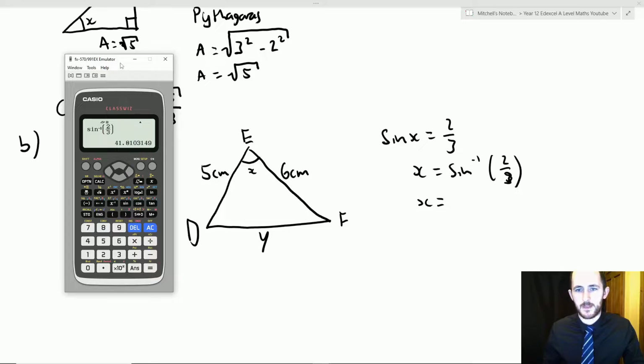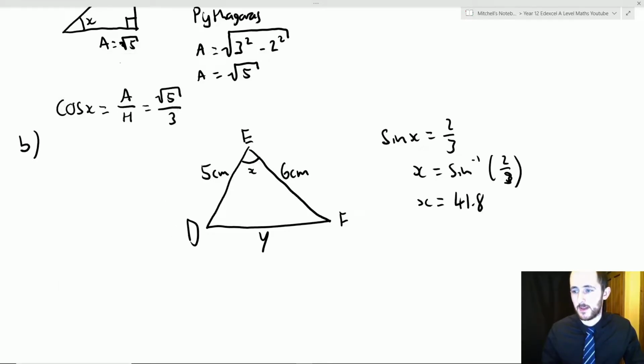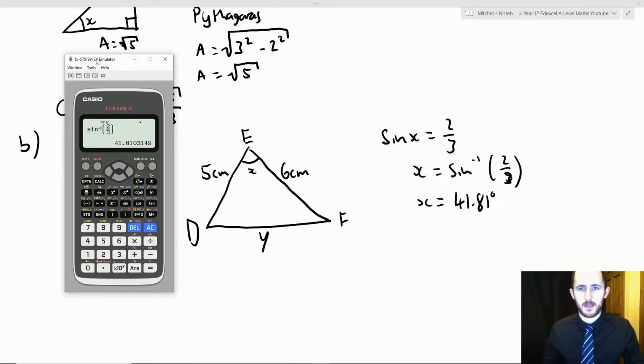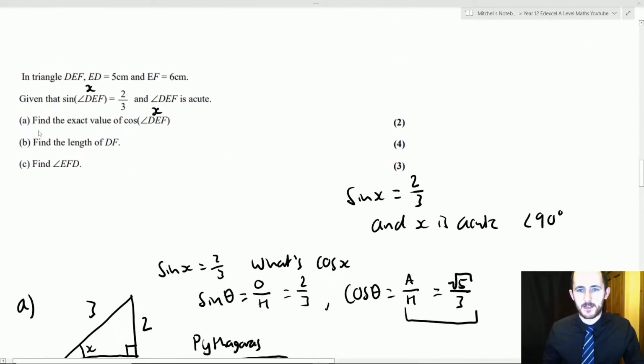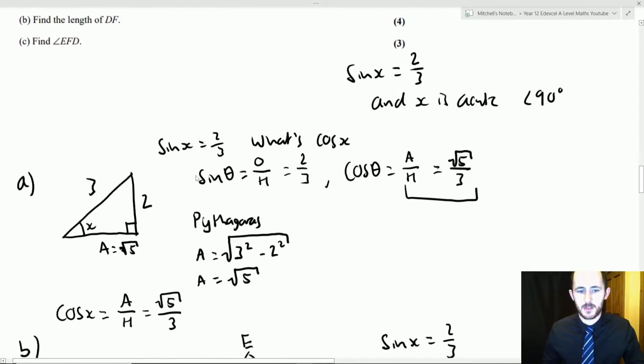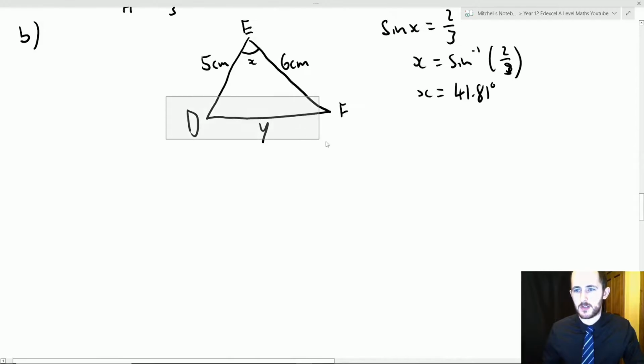Okay, so that angle is actually 41.81 even, if I can learn how to read. And perfect. Okay. So part B literally just says find the length DF. So I've drawn the triangle out. I'm just looking for the length DF.